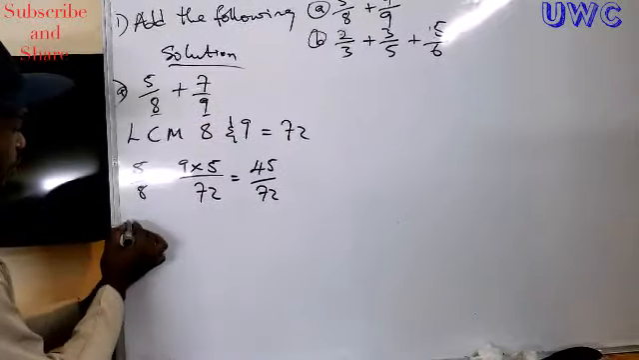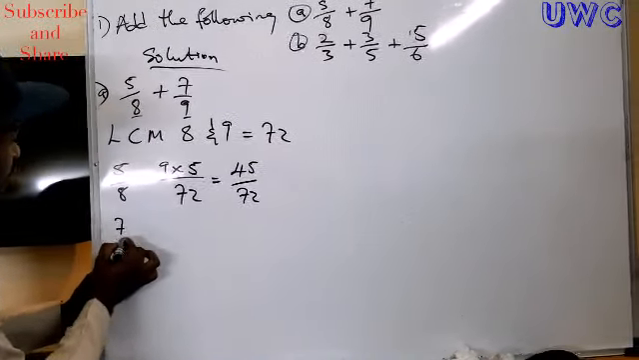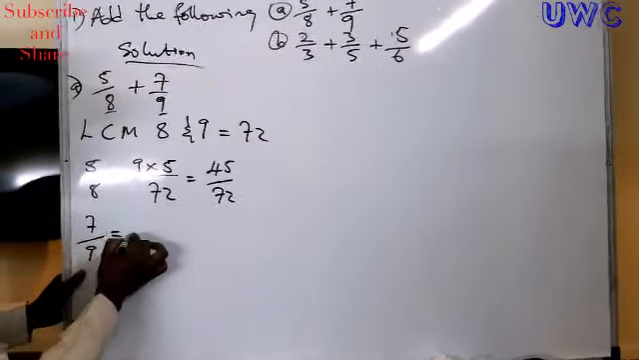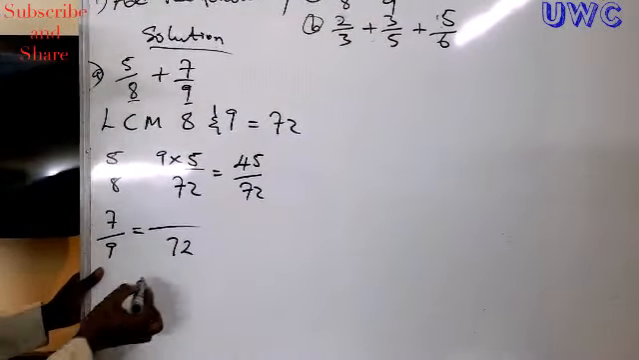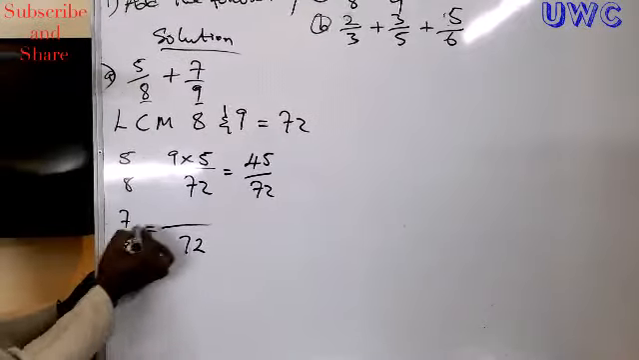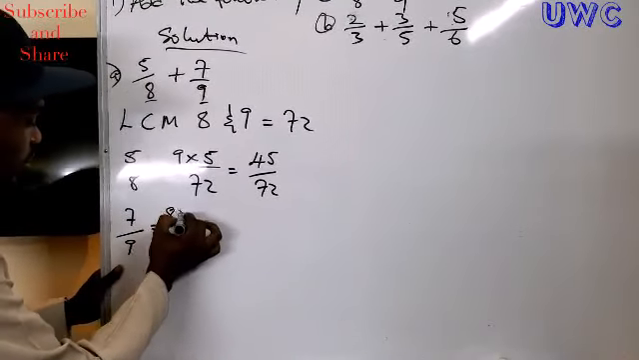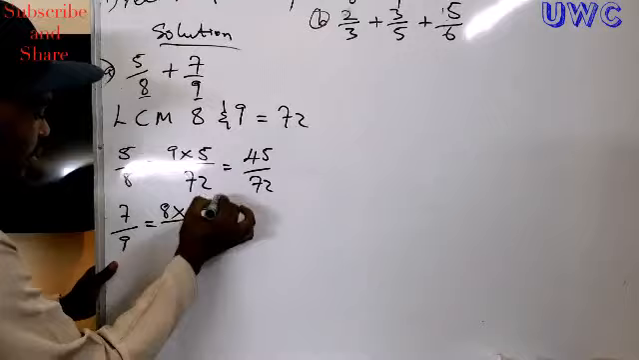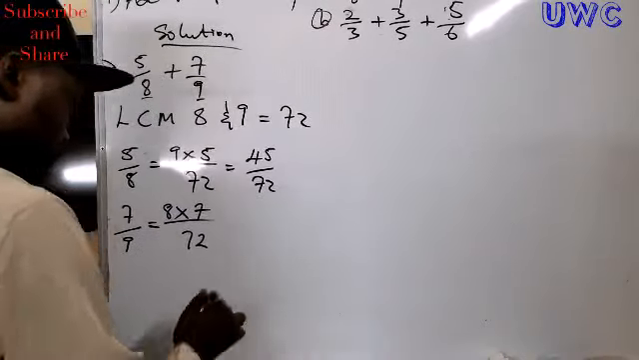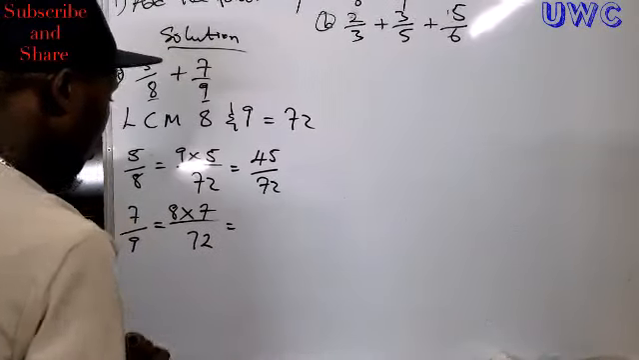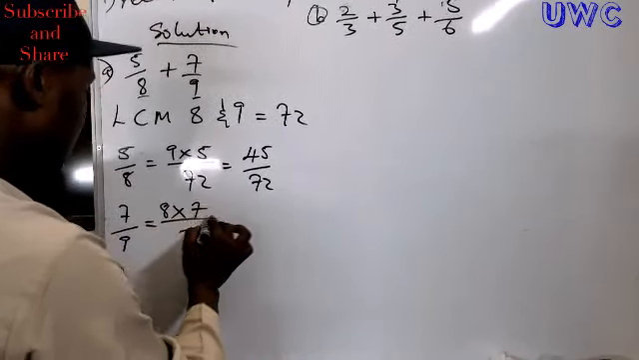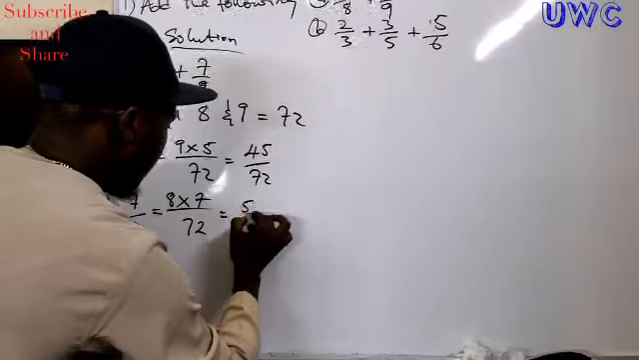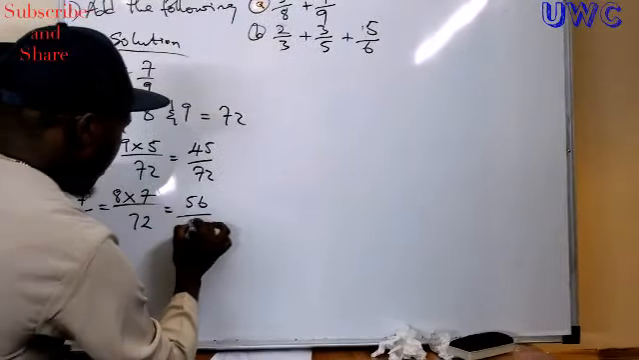Take the next one. 7 over 9 is equal to, the LCM is 72. 72 divided by 9 will give us 8. 8 multiplied by 7 will give us 56 over 72.